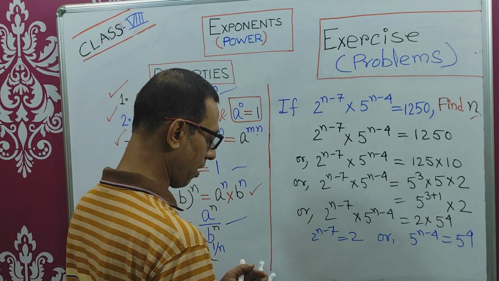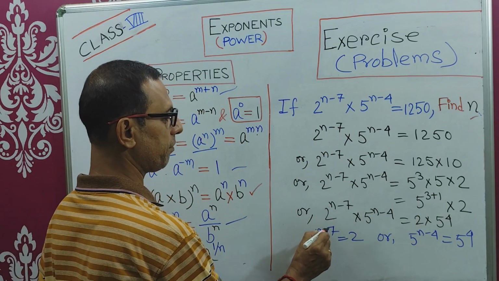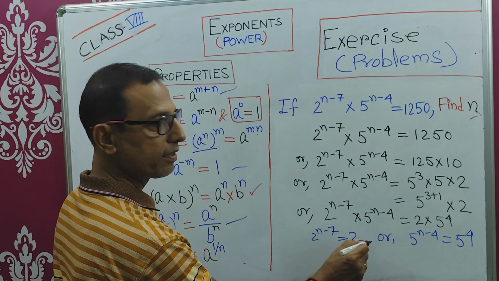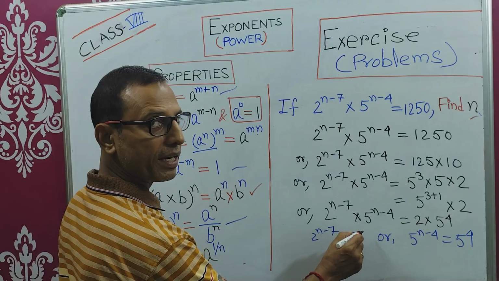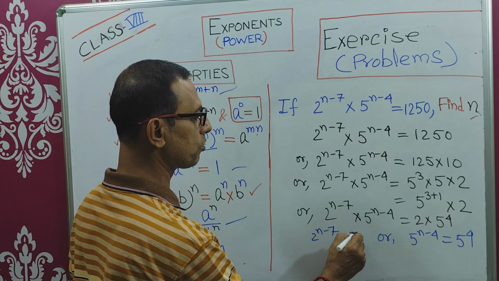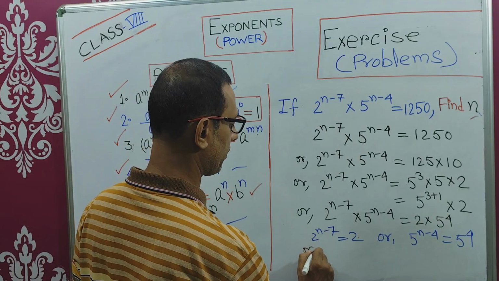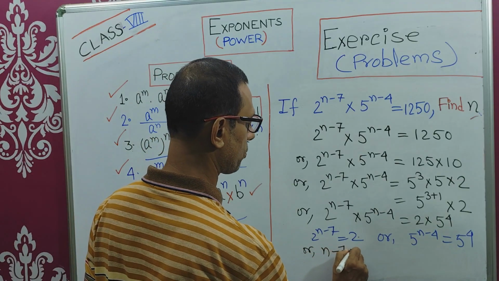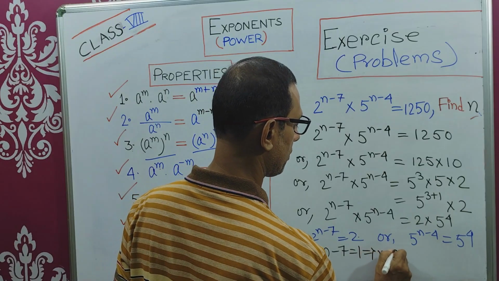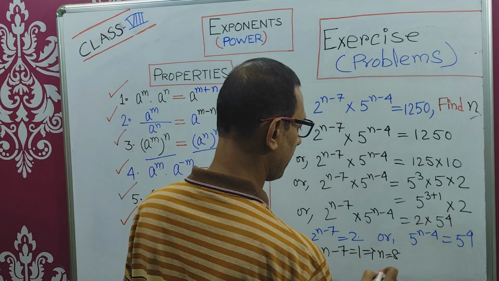Both the ways, if you compare, that means 2 to the power n minus 7 equals 2. You can straight away compare these two powers. So n minus 7 here, 2 means 2 to the power 1. That means you can write down n minus 7 equals 1. Therefore n equals 8. That is how you can find out.